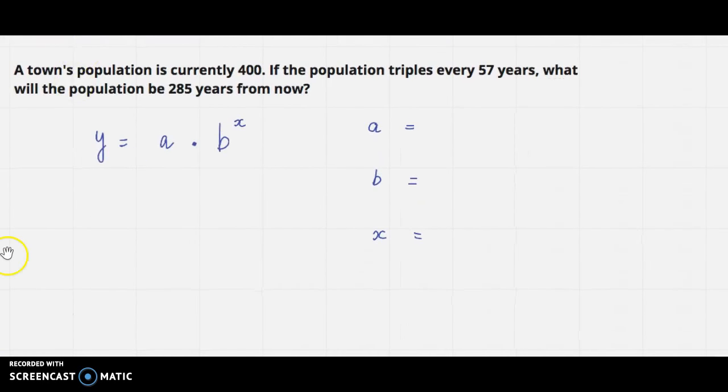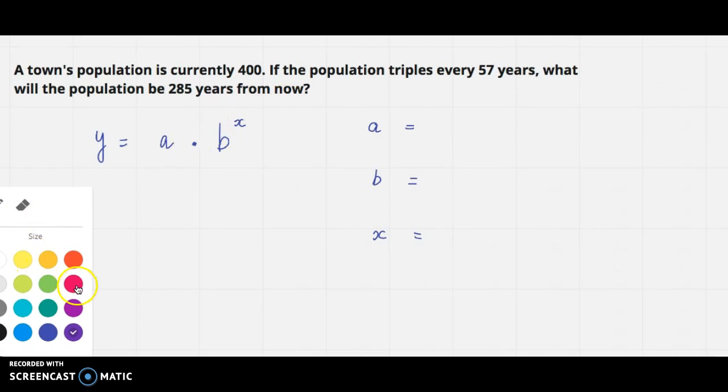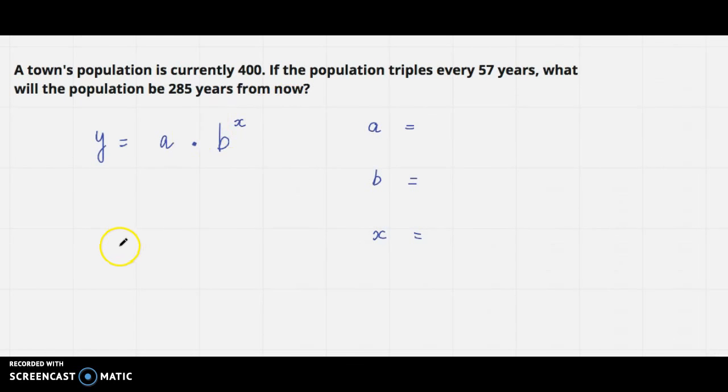Now to do the second question: a town's population is currently 400. If the population triples every 57 years, what will be the population 285 years from now? So A, like we discussed in question number 1, is your beginning population. So this is going to be 400 because it is currently what we begin with.